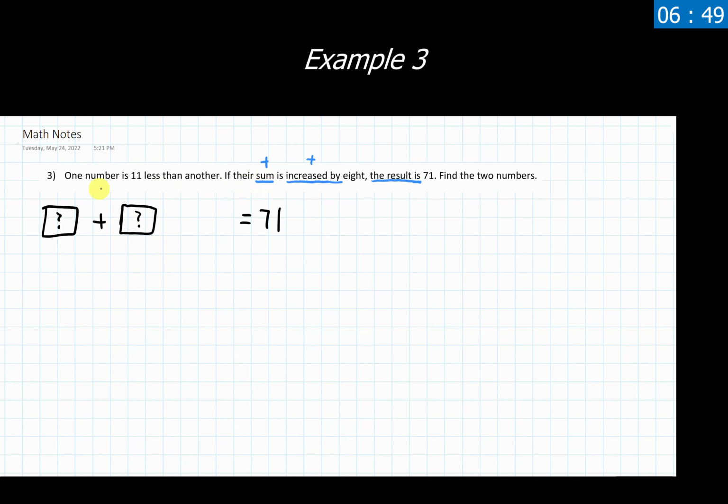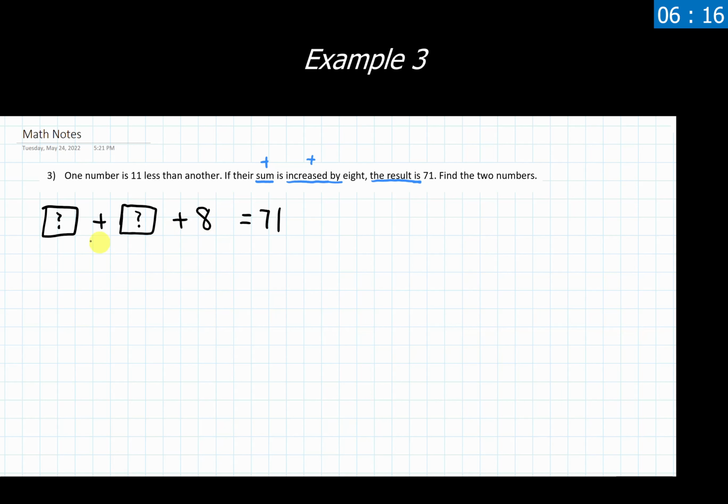So if their sum, these two numbers' sum, is increased by 8. Okay, so these things are adding together. That's the sum there. Whatever this result is increased by 8, meaning I'm adding 8 on top of this. The result is 71. Okay, well that seems reasonable with this setup here. I don't have enough to set up an equation for myself and have it done yet, but I at least know some number plus a different number equals 8.